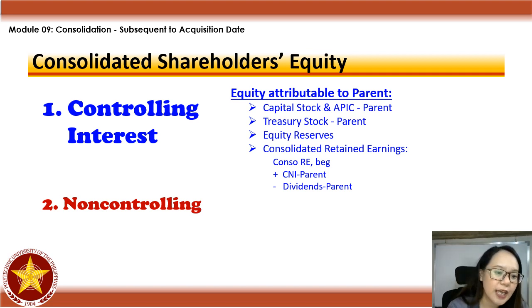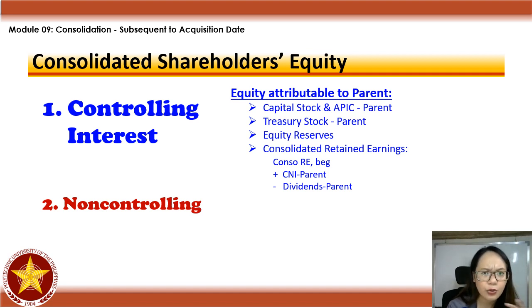Which is computed as the retained earnings as of beginning of the period. If this is the first year of consolidation, this will be the retained earnings ni parent company, plus the consolidated net income attributable to the parent company, which we computed earlier. Diba? The consolidated net income attributable to the parent company minus the dividends declared by parent. So, in short, lahat to kay parent na transactions lang.